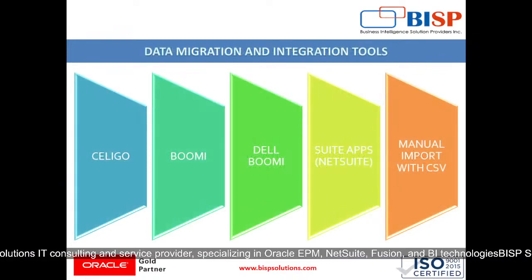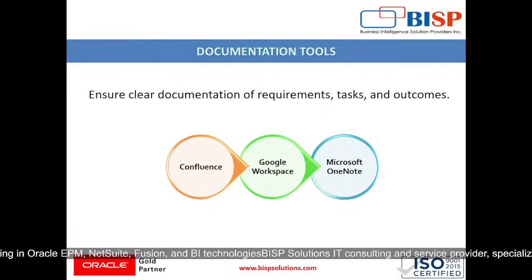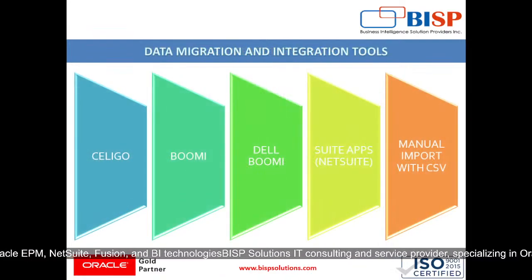Then comes our data migration and integration tools. Celigo is for automating data migration and integrates QuickBooks with NetSuite. Then comes Boomi, a cloud-based integration tool for seamless data transfer and syncing. Dell Boomi supports complex integrations and workflows. Then SuiteApps in the NetSuite Marketplace are for pre-built migration tools.